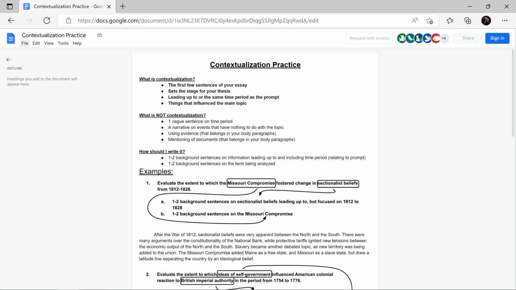All right, contextualization. Make sure you stay along with me. What is contextualization? First, it's only a few sentences of your essay. Contextualization should always be at the beginning of the essay. Please take out your DBQ outline. What y'all should notice in the outlines is that the first thing I tell y'all to do is contextualization.